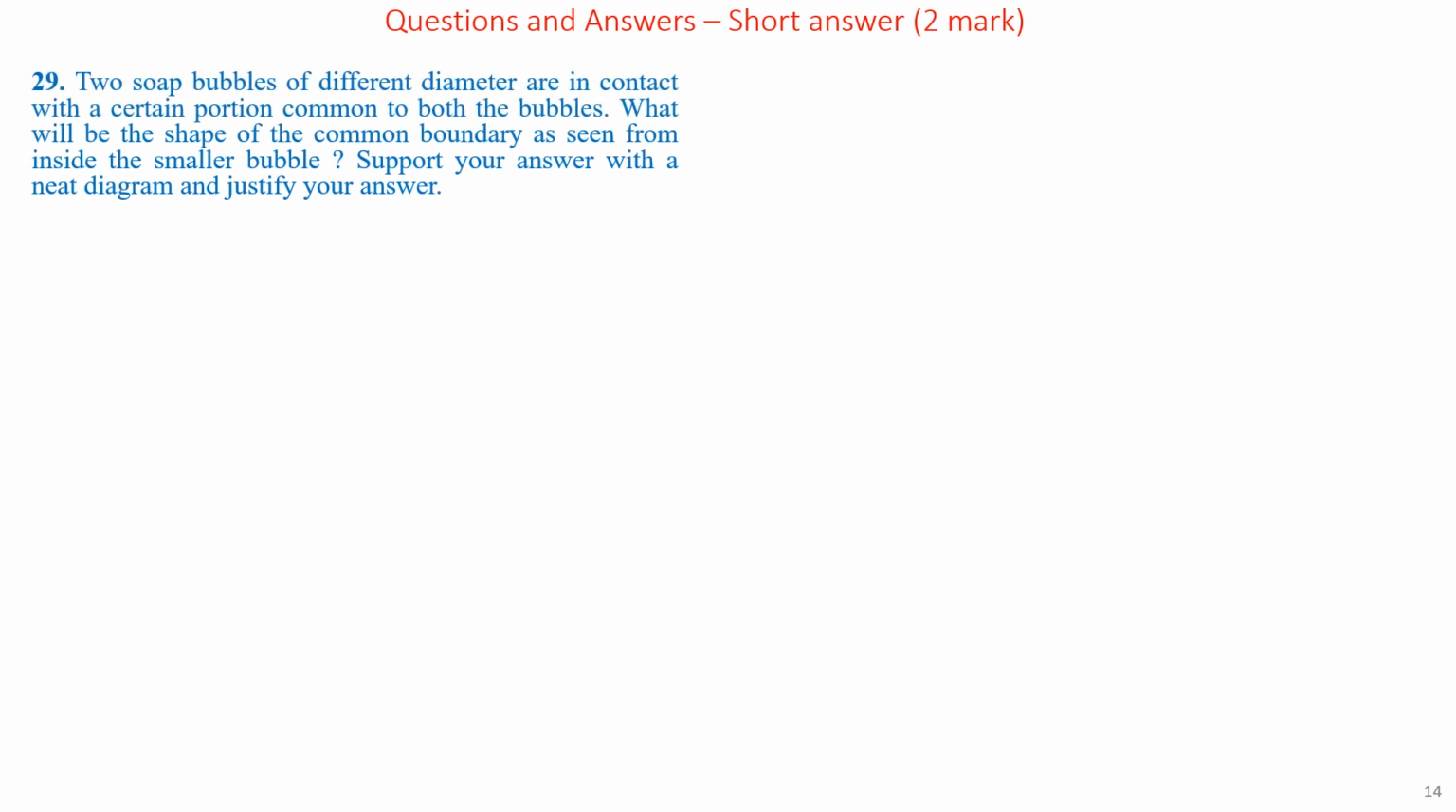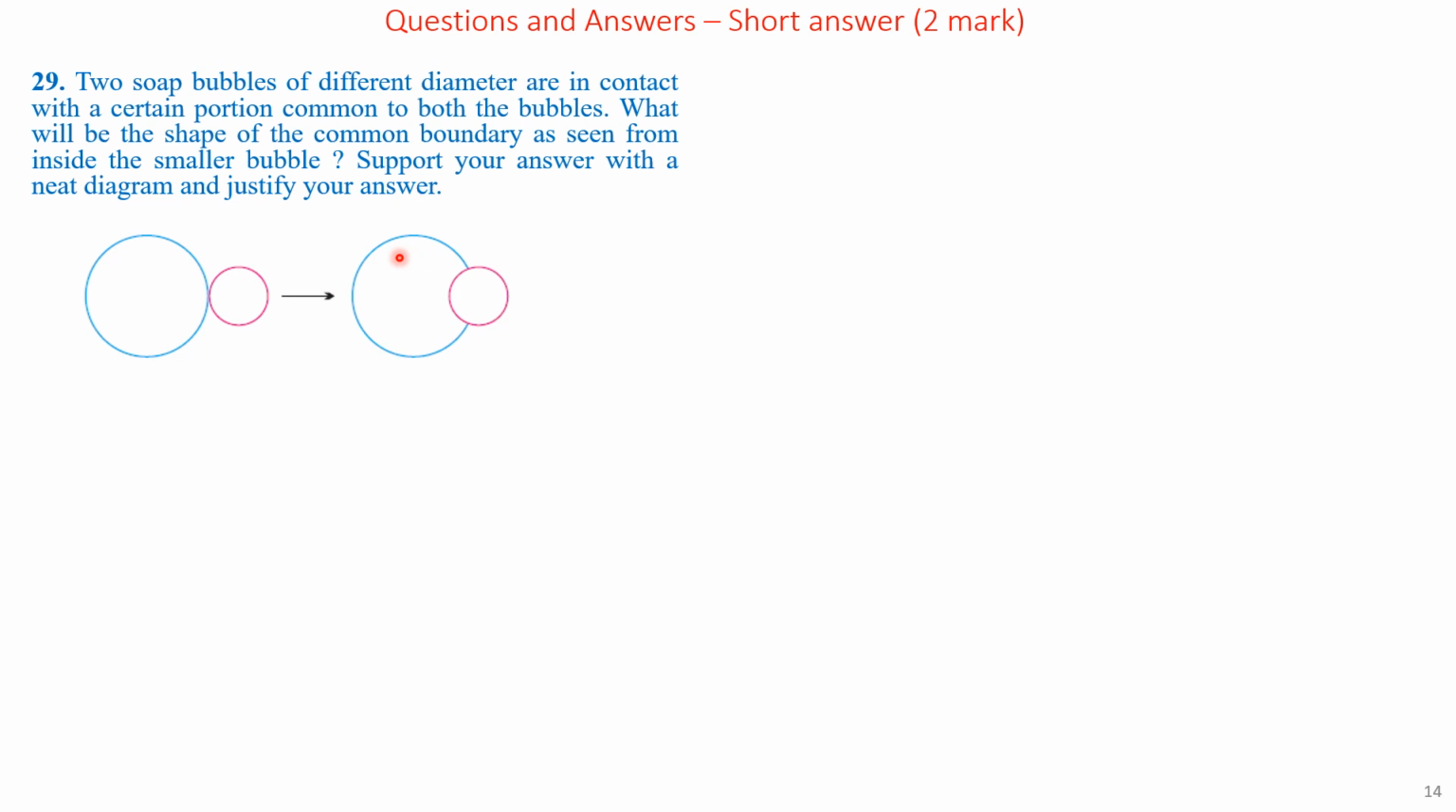Next, now we will take up 2 mark questions and answers. Two soap bubbles, different in diameter, are in contact with a certain portion common to both the bubbles. What will be the shape of the common boundary as seen from inside the bubble? Support your answer with a neat diagram and justify your answer.